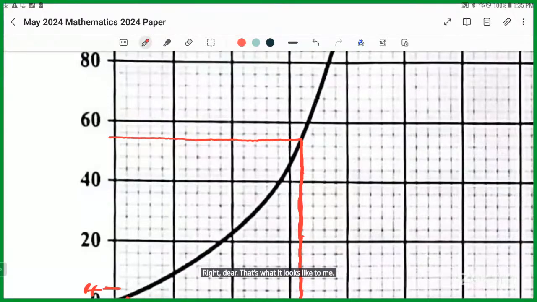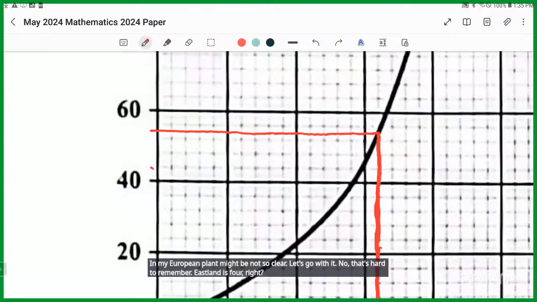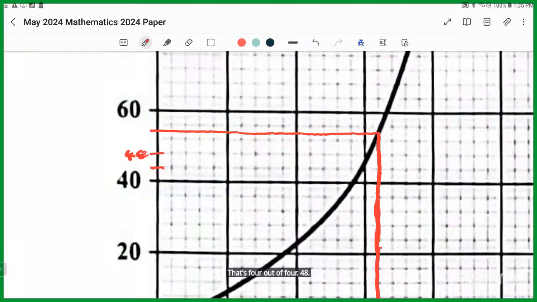Remember, on your paper, it might not be so clear. Let's count it now. That's 40. Remember, each line is 4, right? That's 44, 48, that's 52. This should be 56. So right in between here is 54, don't you agree? Right between 52 and 56 is 54. 54. Good.